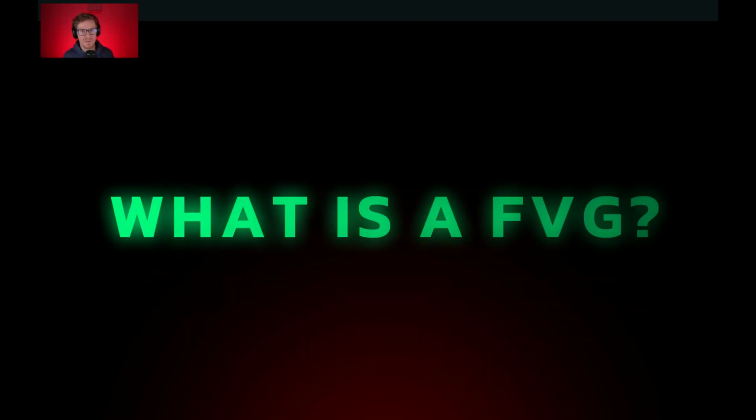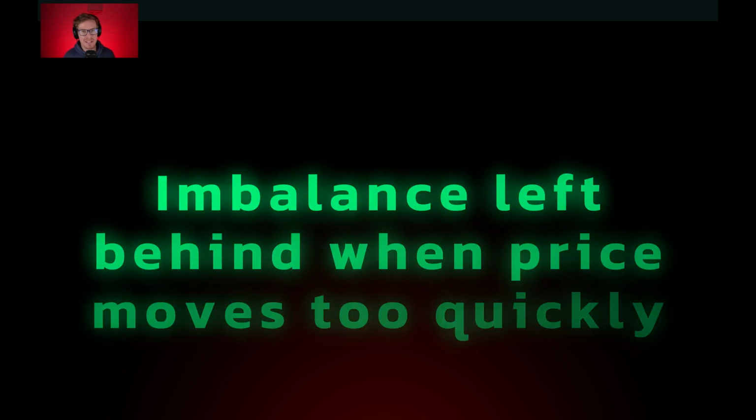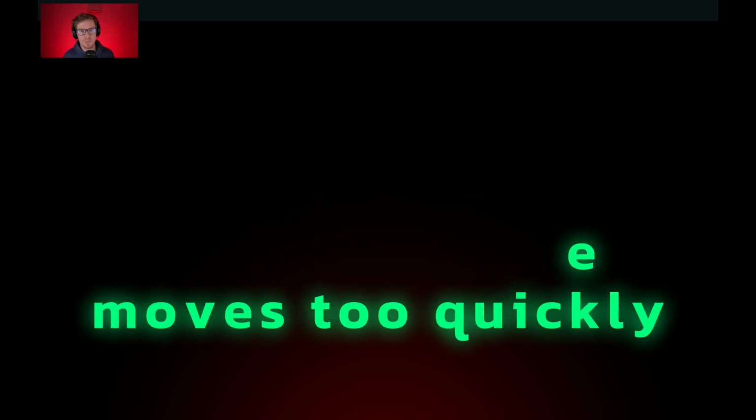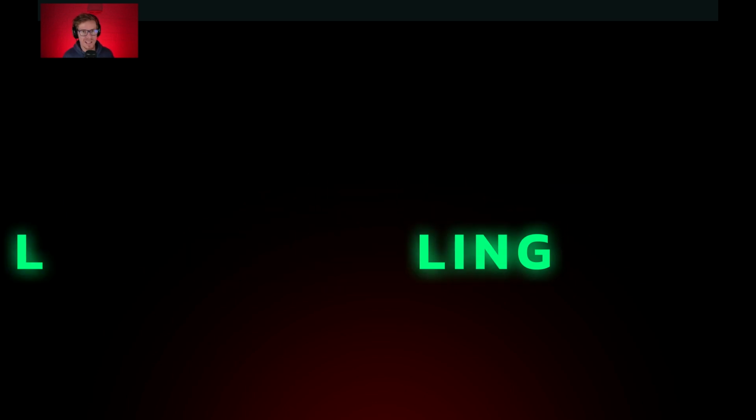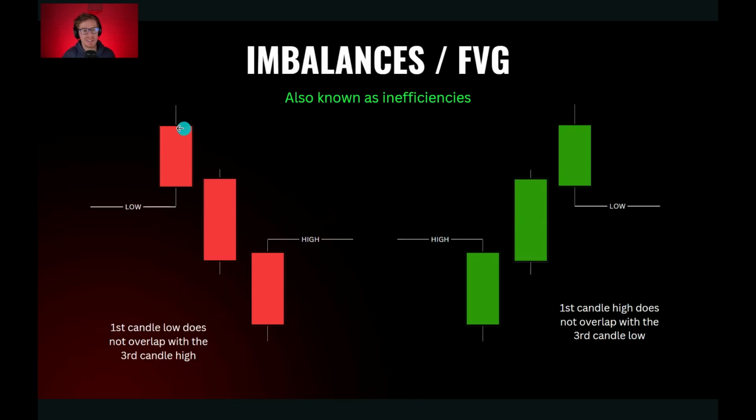So what is a fair value gap? It is an imbalance left behind when price moves too quickly, usually from aggressive market maker buying or selling. If you look at this image over here, you can see we get this massive displacement to the downside. When we get massive sell orders to the downside, it can cause imbalances in price, which leaves a gap between these candles. Usually a fair value gap occurs within 3 candles.